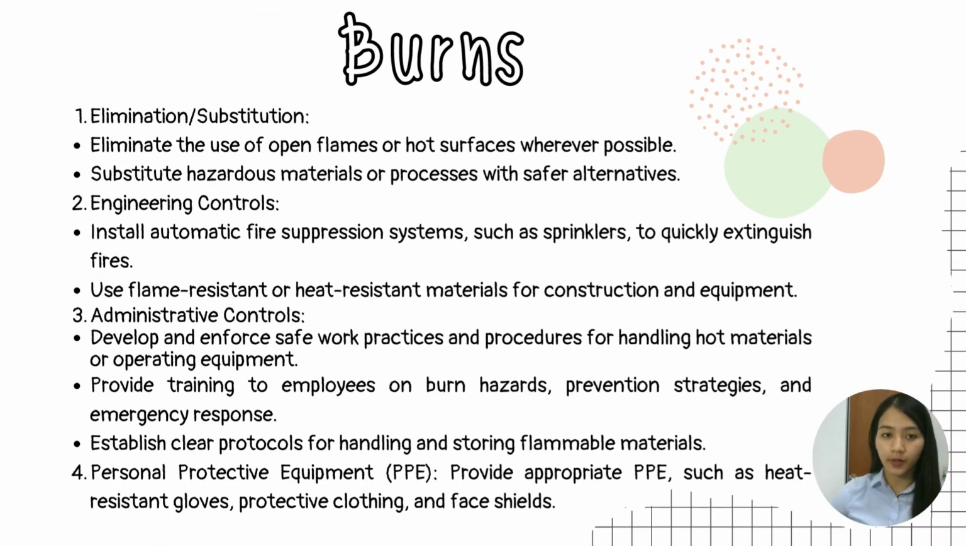The next hazard is burns, and the way to eliminate or substitute is to eliminate the use of open flames or hot surfaces wherever possible. And secondly, engineering controls, which is to install automatic fire suppression systems. And thirdly, administrative controls, which is to develop or provide training to employees on burn hazards. And lastly, using PPE, such as heat resistant gloves.